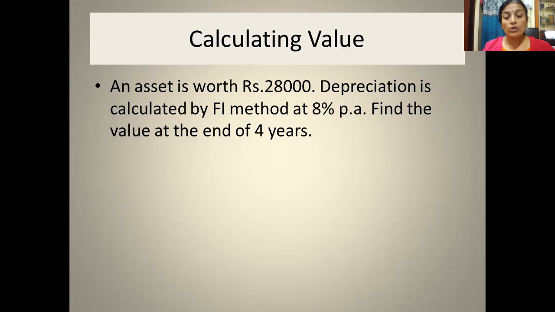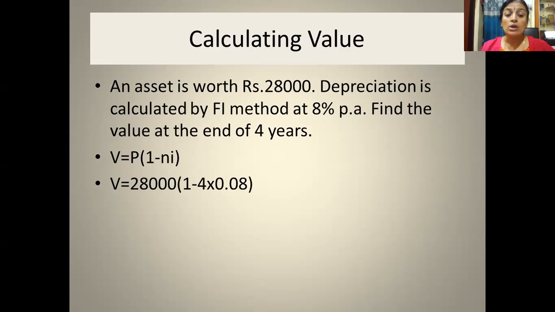So let us go for the formula. V is equal to P within the bracket 1 minus Ni. Here we have to calculate the V. P is given 28,000. N is given 4 years. I is given 0.08. So put these values in the formula.